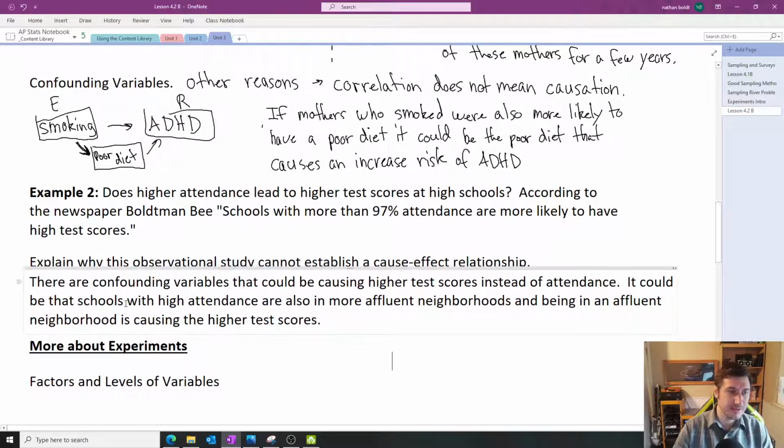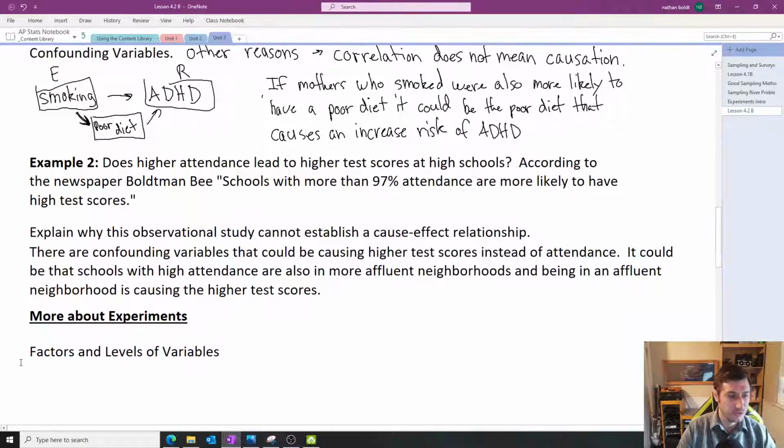All right, so that is confounding variables. Those are huge things. They're big issues, especially in observational studies. How do we get rid of some of them? Well, that's where experiments come in. Experiments try to lessen possible confounding variables, and we'll show you kind of how.